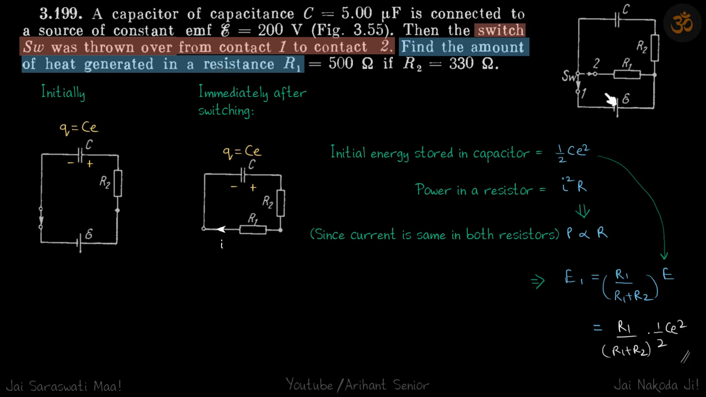We are given this circuit where the switch is turned from 1 to 2. We need to find what is the power generated in this resistance R1. So let's take one by one.